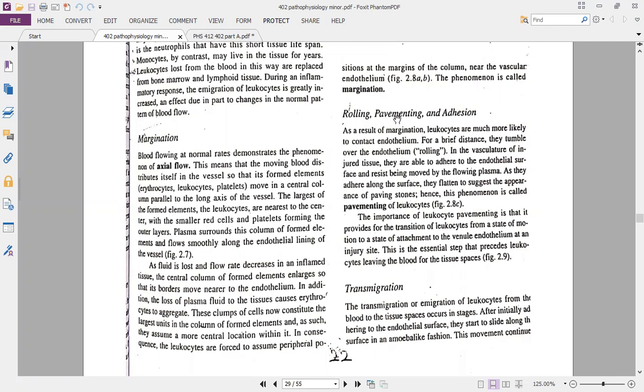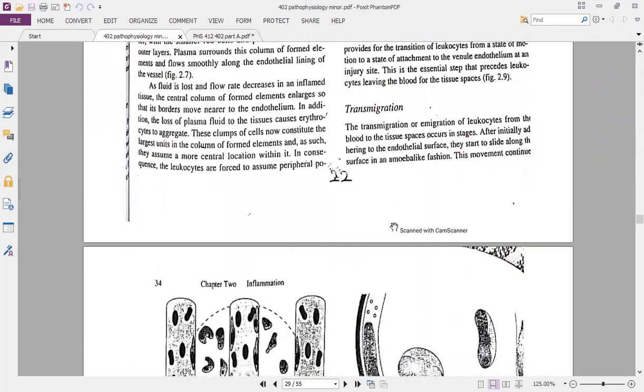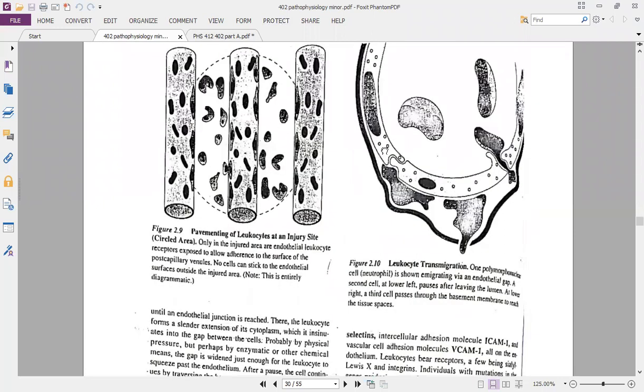Once they have become pavemented, they will adhere to those endothelial cells, which means that they are not going back to the axial flow. They will stay adhered until transmigration occurs. Transmigration means that now these white blood cells will squeeze out. You can see this in figure 2.1. This is rolling, pavementing, and margination, and this is how the white blood cells are squeezing out.